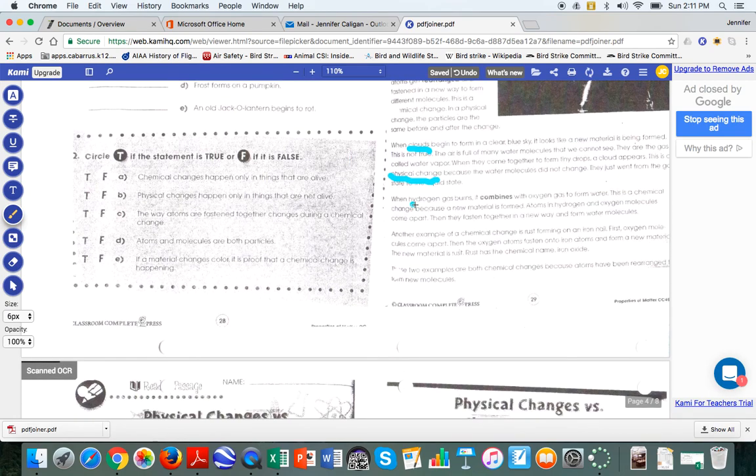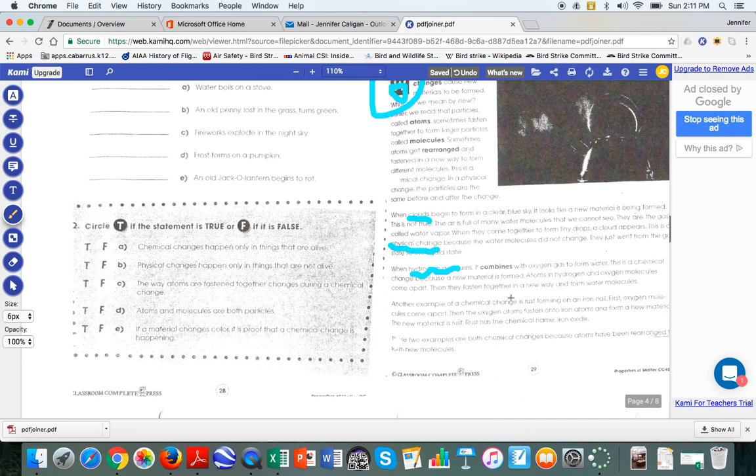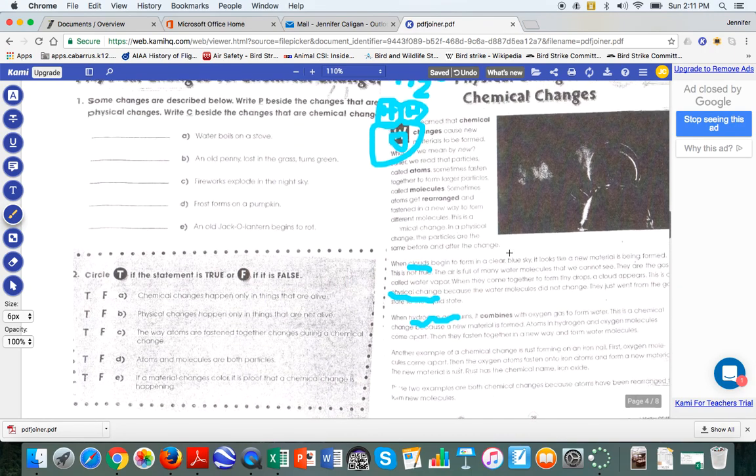Now, when you burn things like hydrogen gas, that is a chemical change. Anytime you burn something or something explodes, usually that's going to be a chemical change. Atoms in hydrogen and oxygen molecules come apart. That's what I was talking about up here. And then they fasten together in a new way and form water molecules.